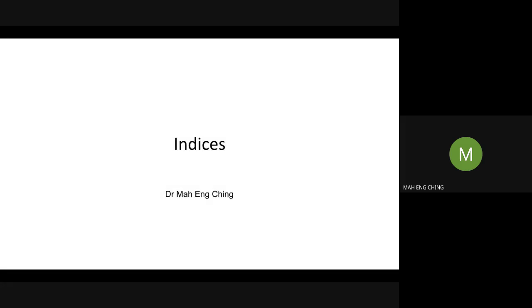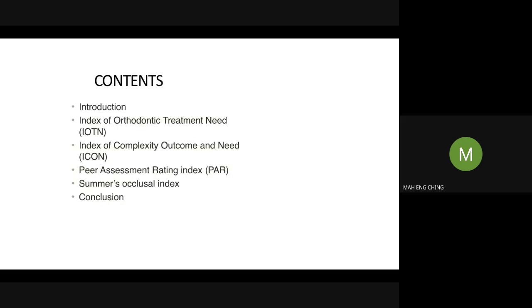Okay. So today we're going to talk about indices. We're going to talk about orthodontic indices. So what's the content today? We're going to go through the introductions. Then we're going to focus a bit more on the index of orthodontic treatment need, which is IOTN, which you're going to use most frequently in Malaysia. Then we're going to talk a little bit about the index of complexity, outcome, and need, ICON. Then the peer assessment rating index, PAR score, the summary occlusal index, and then we come to the final conclusion.